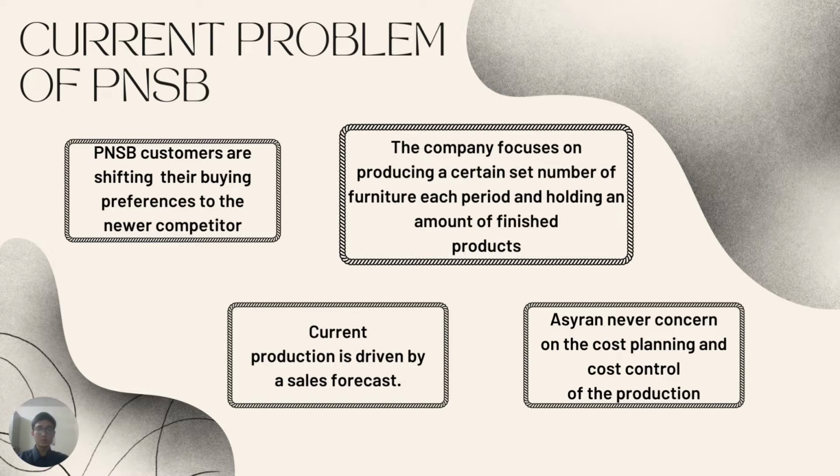The second problem is currently the company implements traditional manufacturing principles that focus on producing a certain set number of furniture each period and holding an amount of finished products. The current production is driven by the forecast, which is not suitable for the company. The last problem is Ashraf, who is the owner of PNSB, never concerned with the cost planning and cost control of the production. Therefore, it is suggested for the management to adopt MRP and ERP systems.